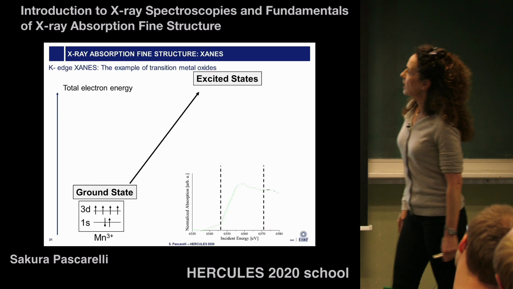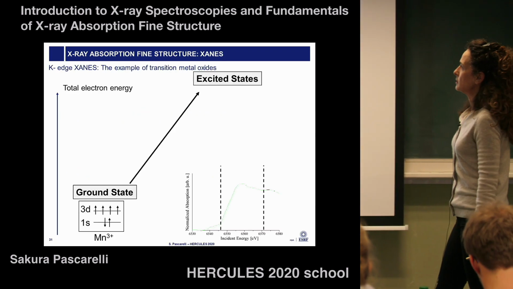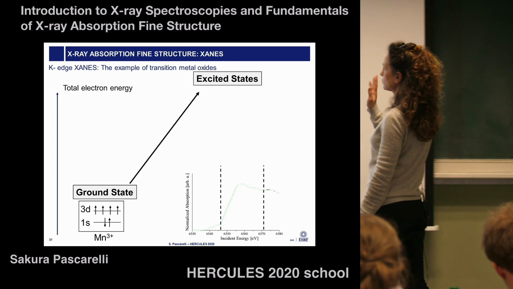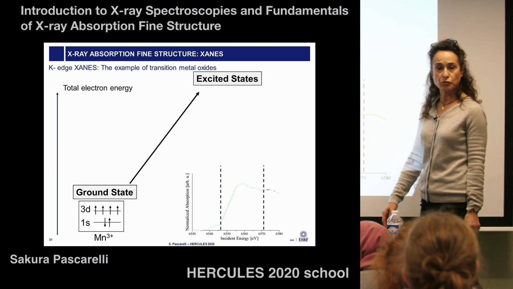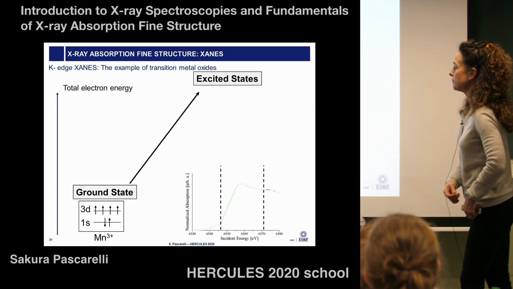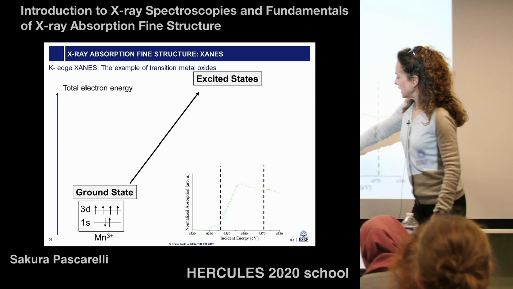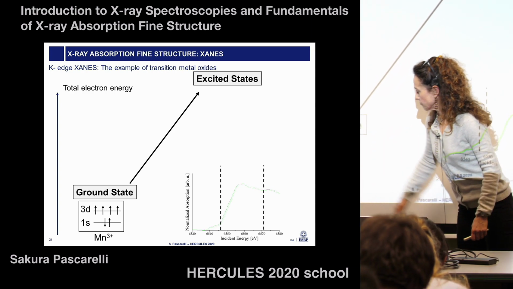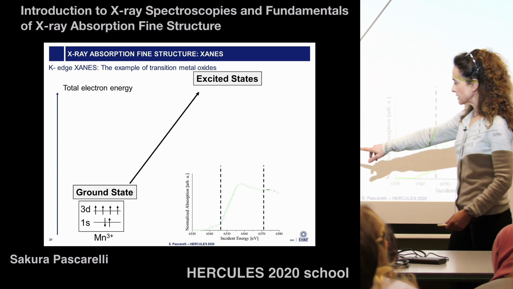Yeah, so I'm going to show you the example of transition metals again. So the K-edge XANES of a typical transition metal oxide, like a manganese 3+ ion in a manganese oxide. So this is what the XANES looks like. We can divide it into 3 parts. So this is the electronic configuration of this ion.